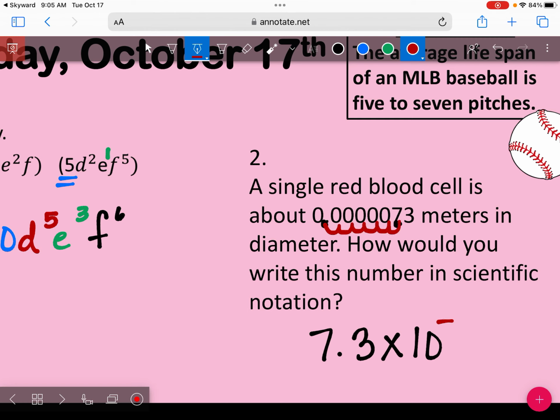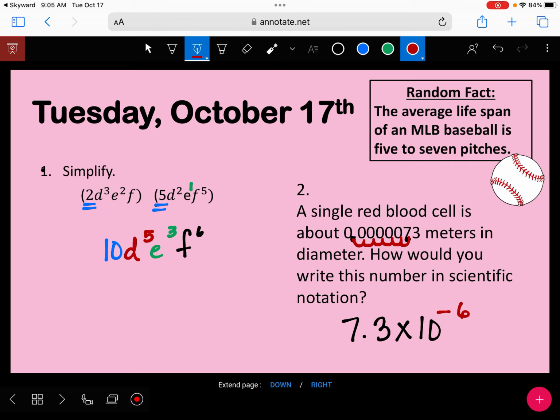So there's 6, and because I'm making a very small number, and I'm moving my decimal to the right, that's a negative 6. All right, any questions about how we work through that?